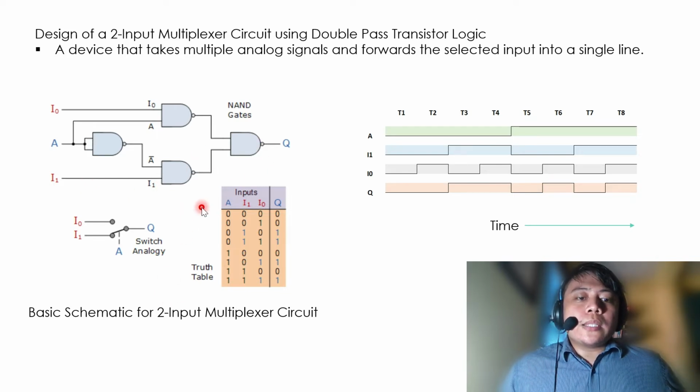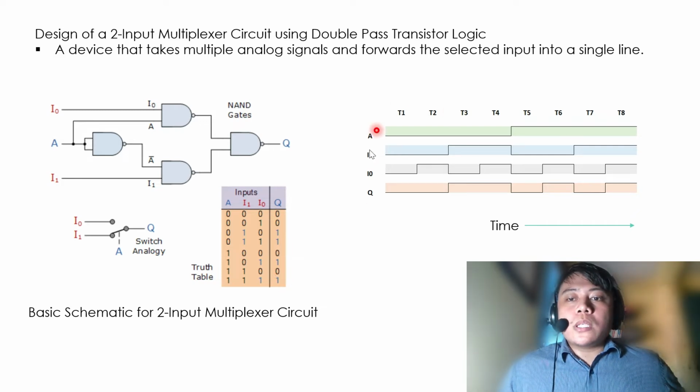So here we can analyze the truth table of the two-input multiplexer circuit. Considering the A input here, we have a low state and a high state. For the low state, the circuit is selecting the I1 channel, as we can see here. Then this is forwarded to the output. Then for the high state of the A input, this circuit is selecting the I0 channel here, and forwarding it to the output.